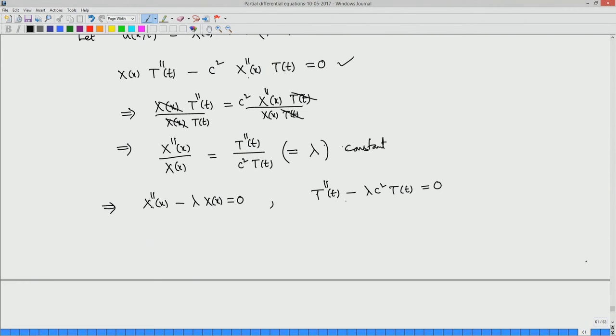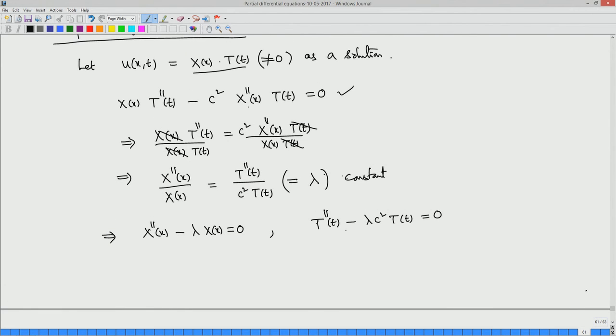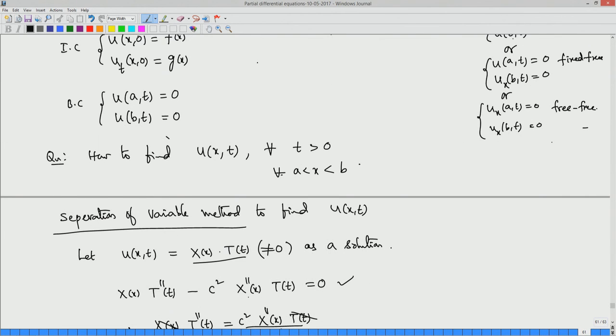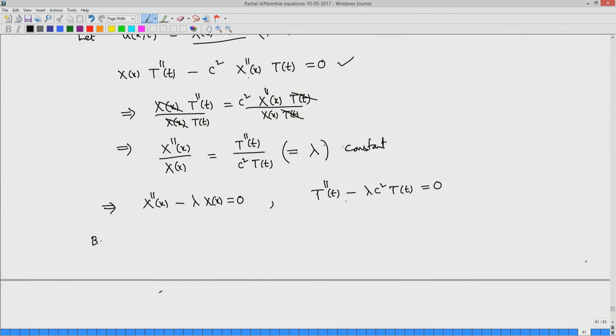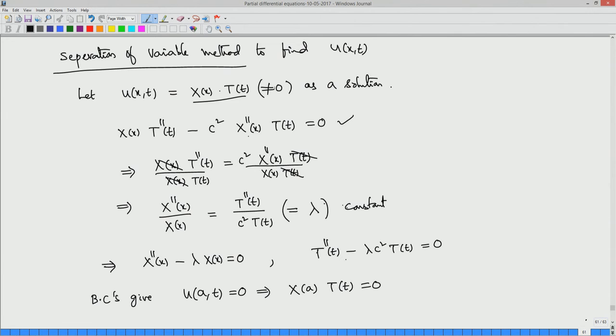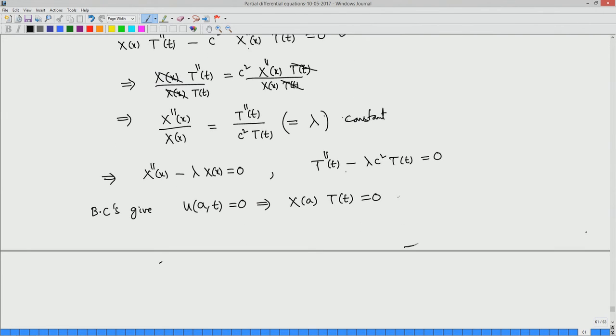Now, u(x,t) is a product of X and T. So, apply the boundary conditions. What do you have at the boundary? u at (a, t) is 0. The boundary conditions give u(a,t) equal to 0, which means X(a)T(t) has to be 0. T(t) cannot be 0, because it is a function of t. If this is 0, then u is 0, but we know that we started with a non-zero solution. So, this implies X(a) equal to 0.